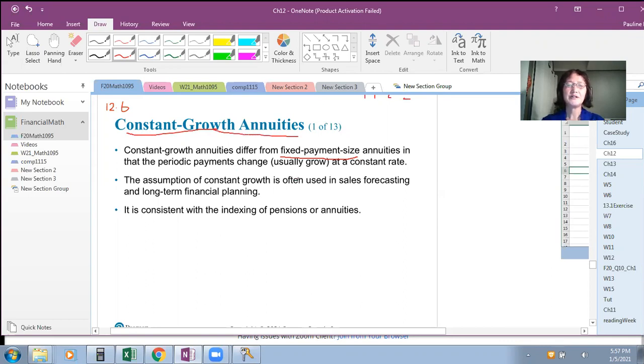Constant growth annuities are often used in sales forecasting and long-term financial planning. It is also consistent with the indexing of pensions or annuities.